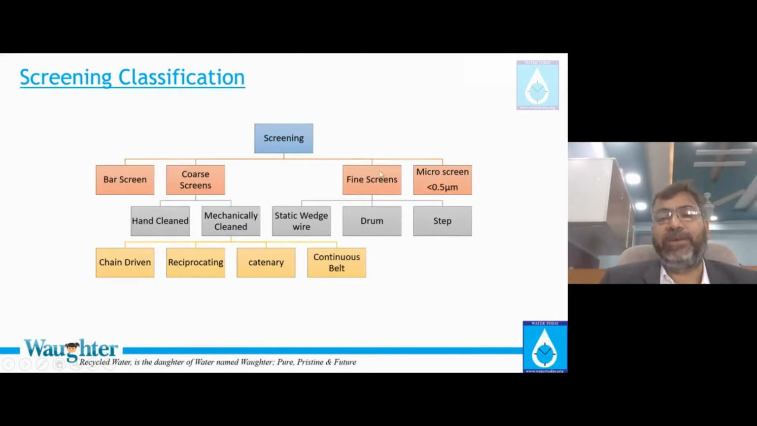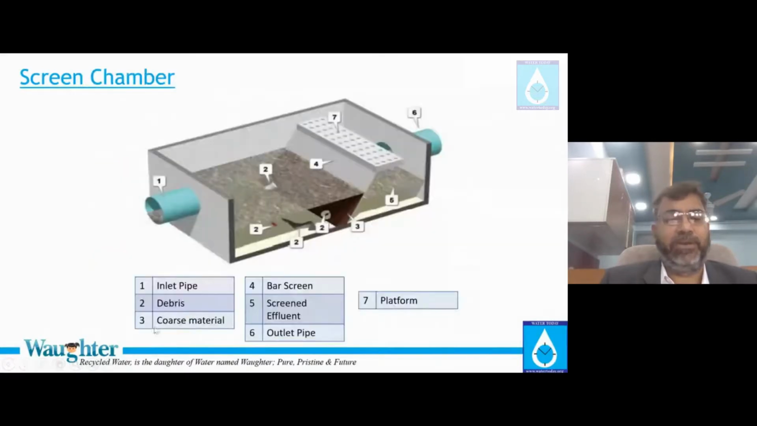When it comes to fine screens, typically when you start going to 0.5 micron and below, then we start calling them fine screens. We have static wedge wire, we have drum, and we have step screen. All 3 possibilities are there. These kinds of screens are less used in sewage treatment plants. But I cannot create a separate PPT for sewage and waste, right? So this PPT is there, but I'm just informing you these kinds of screens are less used in your sewage treatment plants.